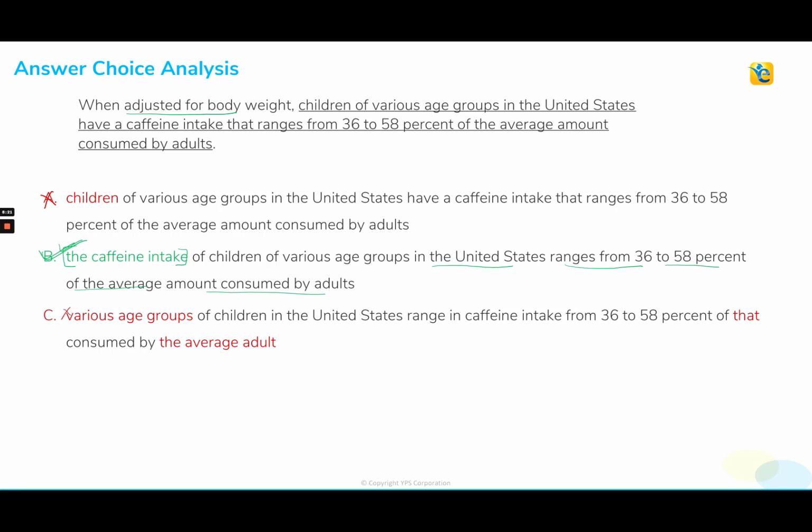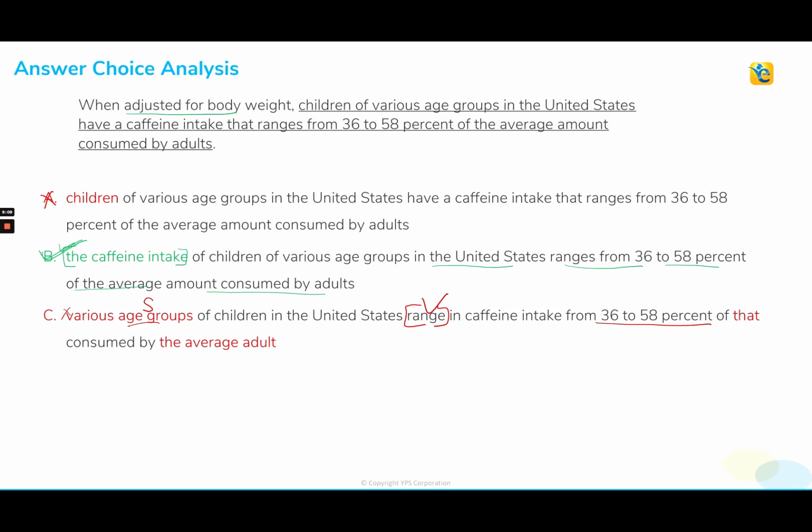But just to understand the solution well, let me talk about a few other errors that we have in this sentence. Various age groups of children in the United States range in caffeine intake from 36 to 58%. The entire meaning is wrong. It's talking about various age groups of children range, right? It's not the various age groups of children that range in caffeine intake from 36 to 58%. It's the caffeine intake itself by these children that ranges from 36 to 58%. So I definitely have this subject verb must make sense error over here. The sentence is absolutely off.